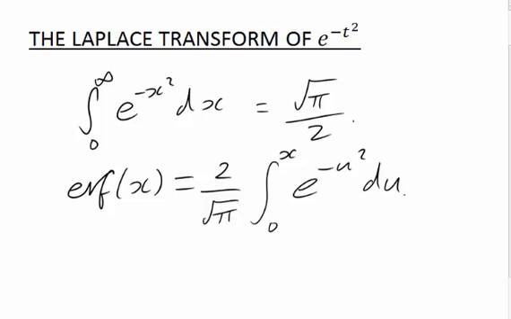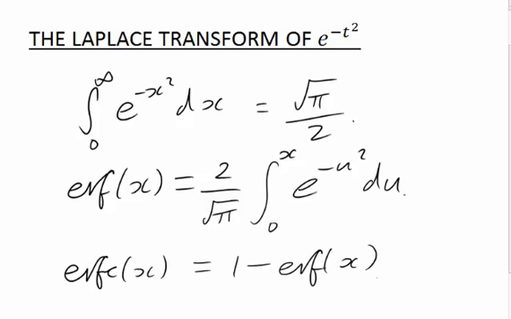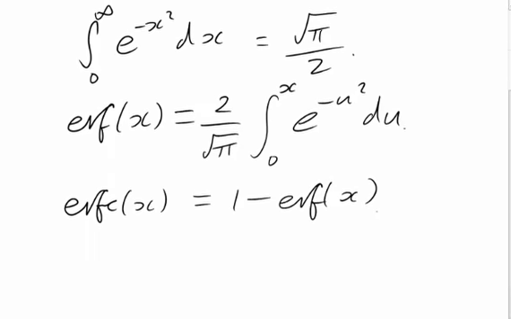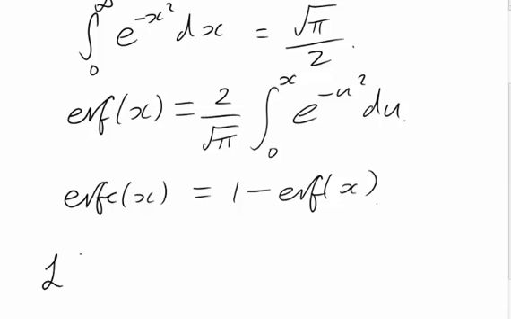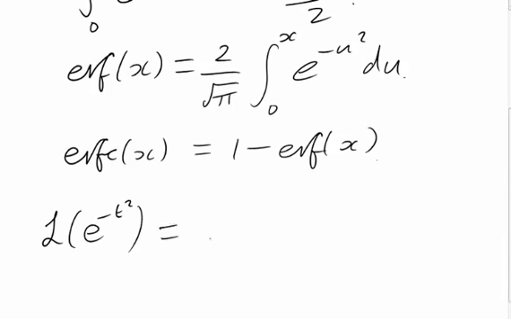There's one other function that I want to mention, and that's called the complementary error function, erfc of x. It's defined in terms of erf as just being 1 minus erf of x. Armed with these three results, we're now ready to look at the Laplace transform. Let's write it down. It should be L of e to the negative t squared. We'll take the Laplace variable to be s as usual, so we want the integral from 0 to infinity of e to the negative st times e to the minus t squared dt.